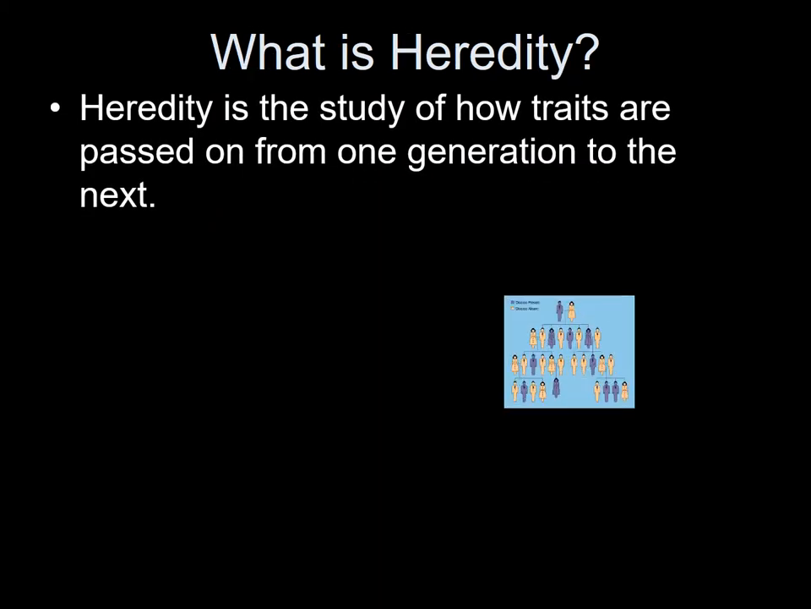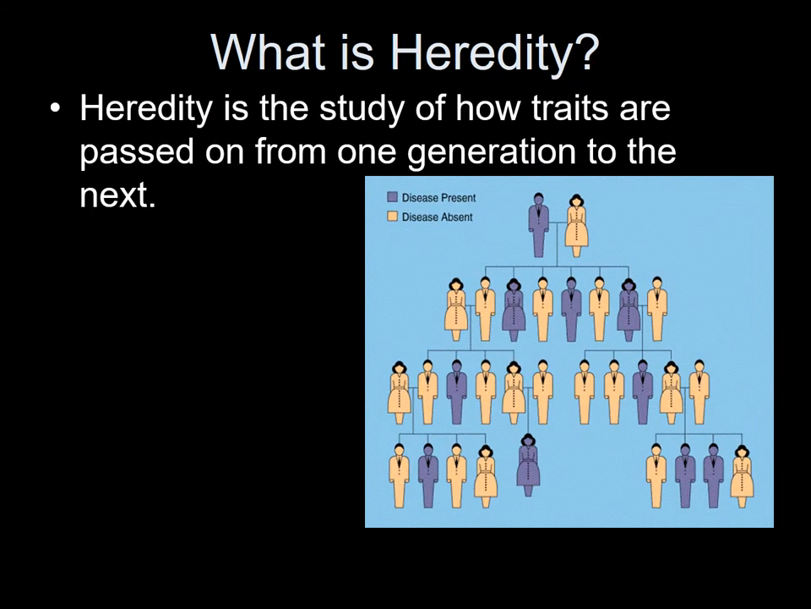So what is heredity? Heredity is the study of how traits are passed on from one generation to the next. And this is a pedigree chart, which shows how a trait gets passed on. If you get into heredity, maybe become a genetic counselor or even a dog breeder, they'll use these pedigree charts to help them see how a trait is passed on and then make predictions about what the offspring would be like.